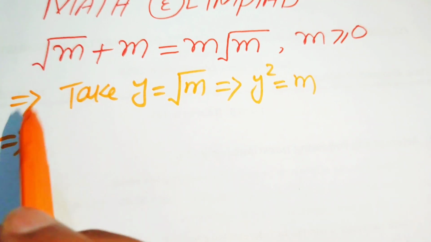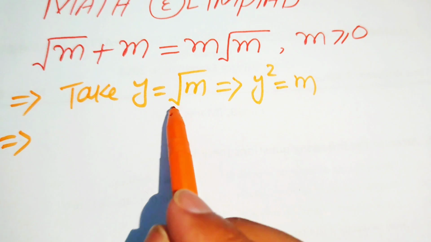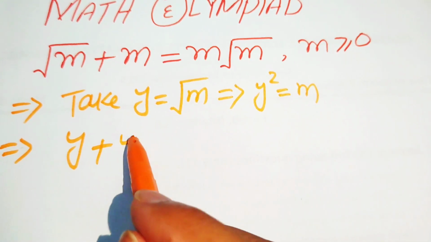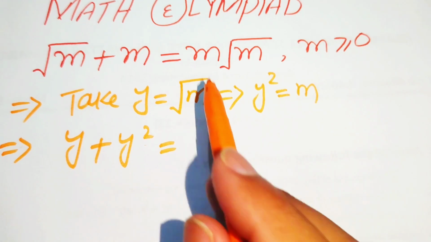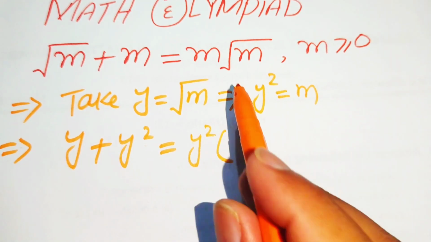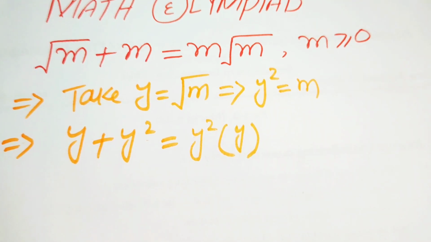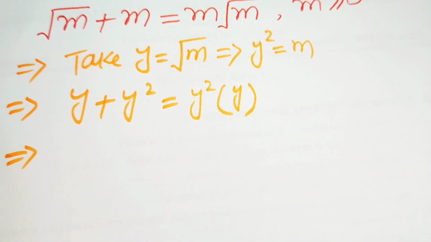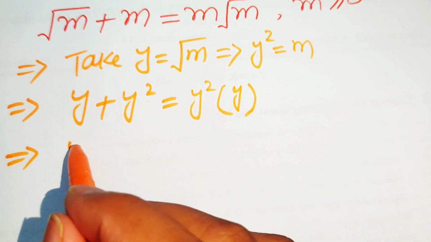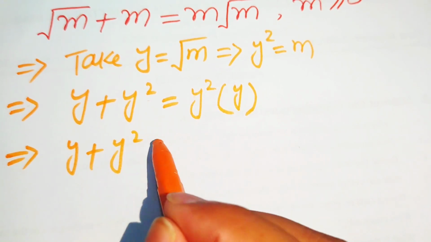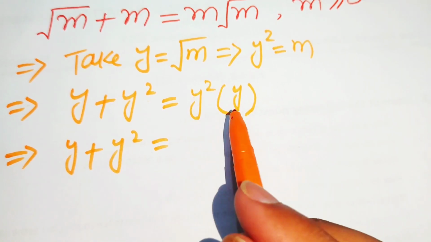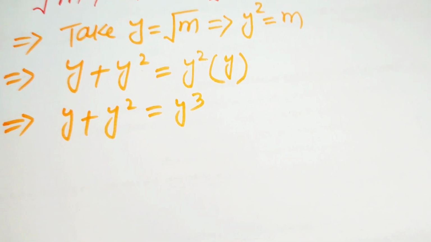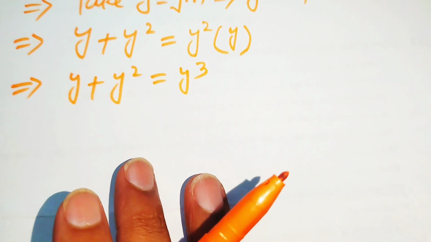So we write it as: square root of m is equal to y, and m is equal to y square, and we need some simplification. We write it as y plus y square equals y square times y, which becomes y cube. So this equation becomes cubic in the variable y.